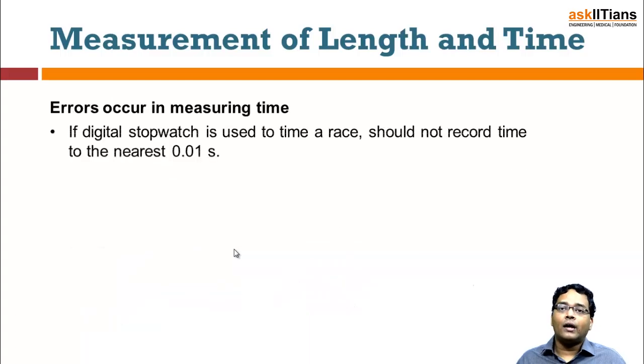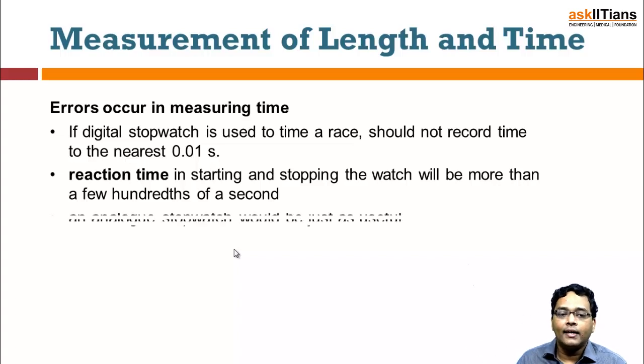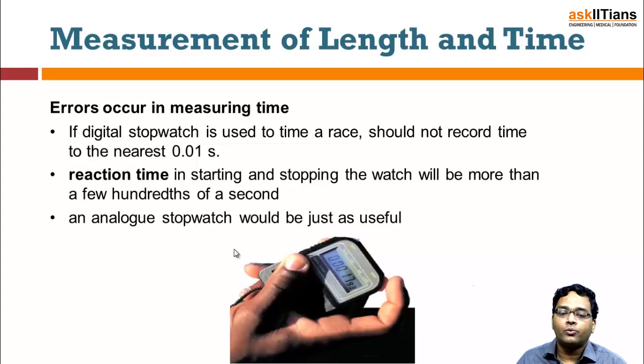If we try to understand the errors, if you have a digital stopwatch, it can measure up to 0.01 second, but there is also going to be reaction time, so that also has to be taken into consideration. So an analog stopwatch is therefore going to be very useful. So hopefully you understood till this point. We'll try to do some numericals in the next part.